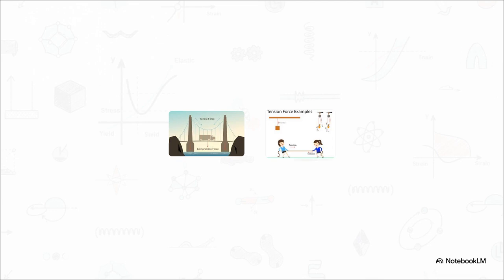Now consider a massive suspension bridge. It's actually experiencing two totally different forces at the exact same time. The giant cables holding up the bridge are being pulled extremely taut. That's tensile force, just like the tug of war. But the huge concrete pillars supporting those cables, they're being driven down into the earth by the weight of the bridge. That pushing action creates our second major force, which is compressive force.